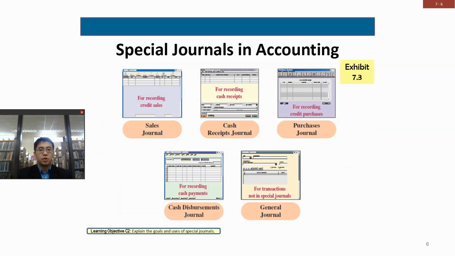So here are the journals we use. In the previous chapters, I kept talking about general journals, journal entries, and general ledgers. This is the form, or the outlook, of the journals you see. You have a sales journal, a cash receipts journal, and all the other journals connected with the transactions. And of course, you have a general journal for transactions that are not in specific journals.